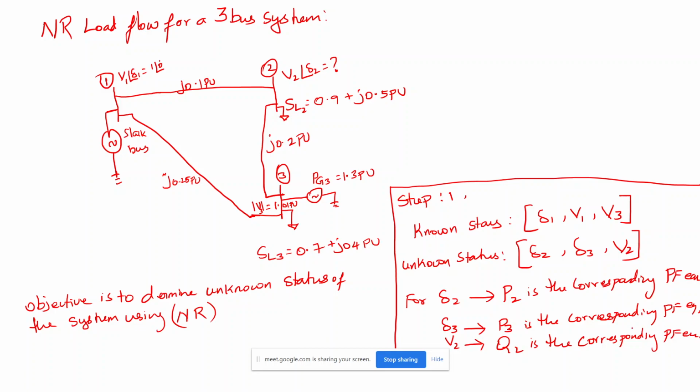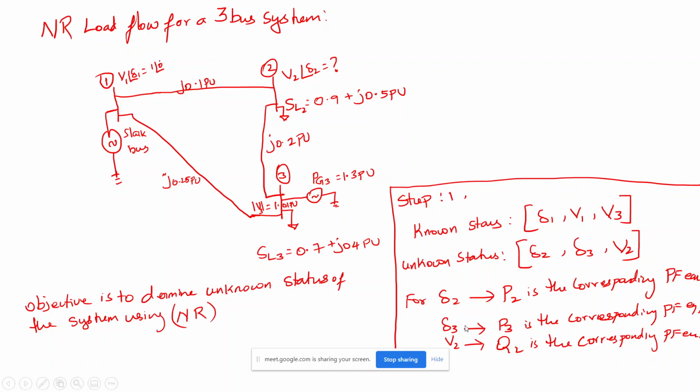What is the PF equation? It is nothing but the power flow equation. We know the equation for P, and we know the equation for Q, because in the last class we derived these equations. So if you want to find out del 2, we need to derive V2. If you want to find out del 3, we need to derive P3, and if you want to find out V2, we need to derive Q2.